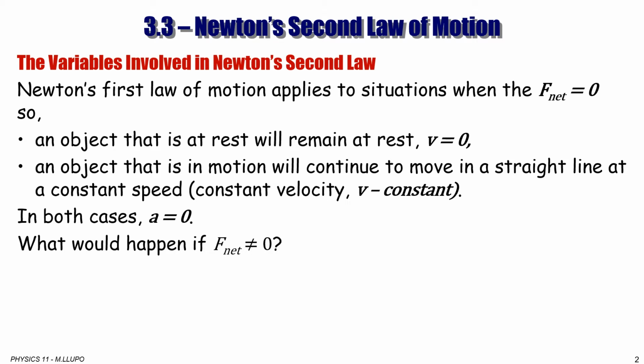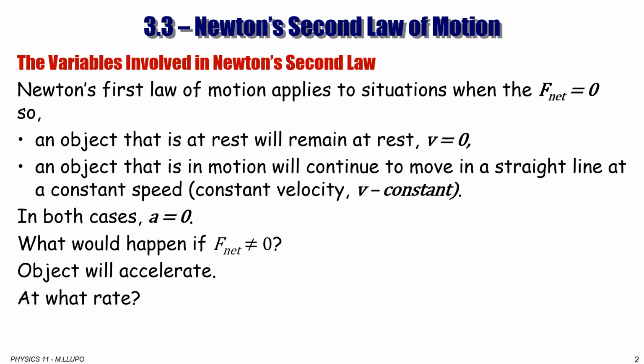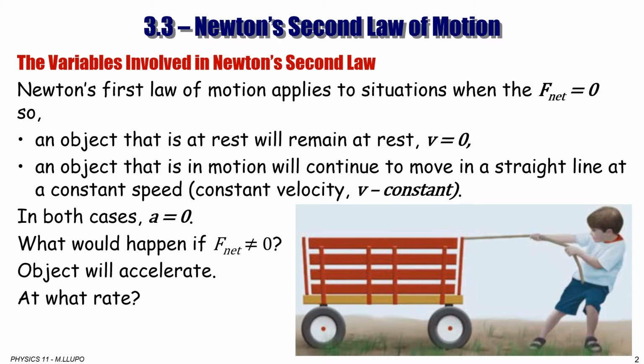Now, what would happen if F net is not 0? What would happen if we apply an unbalanced force on an object? The answer is the object will accelerate. Now, at what rate? Does that acceleration depend on the force? Does that acceleration depend on the mass of the object we are applying the force to? What is the direction of that acceleration?